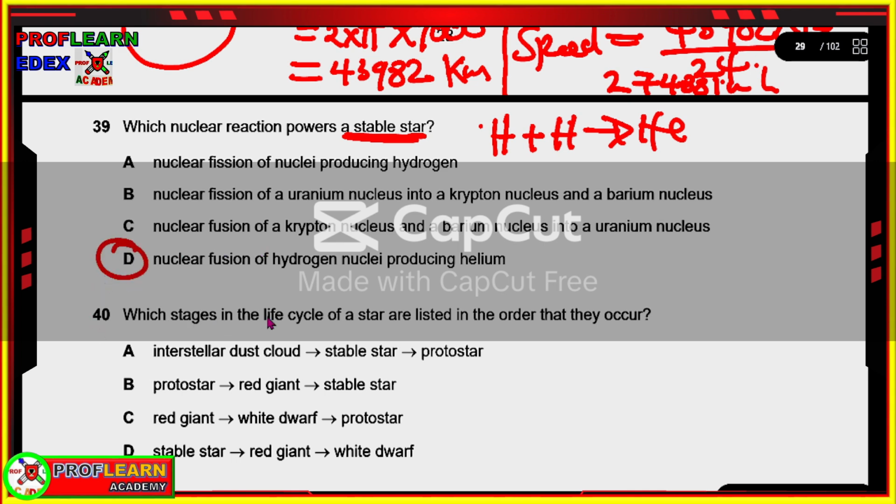And which stages in the life cycle of a star are listed in the order they occur? Interstellar dust, stable, then protostar, not quite. Protostar, red giant, stable star. Stable comes and then that. Red giant, white dwarf, protostar. No. Stable, red giant, white dwarf. D is the correct answer.